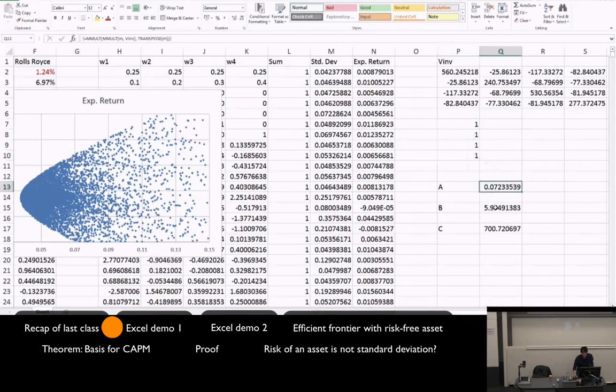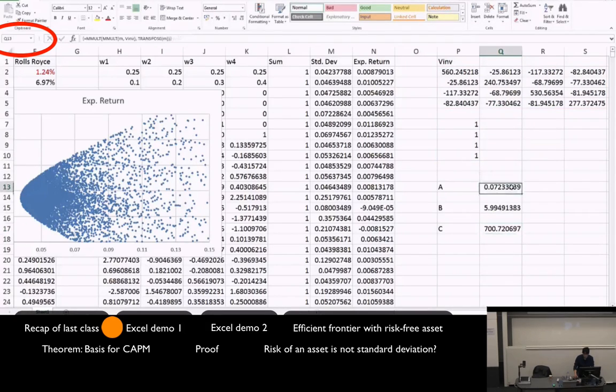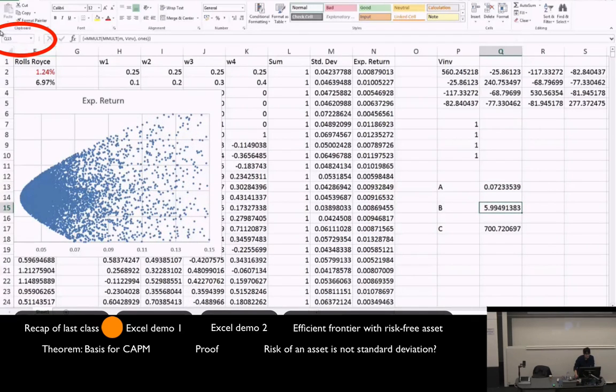And we computed A, B, and C. A is mu times V inverse times mu. B is mu times V inverse times vector of 1s. And C is vector of 1s times V inverse times vector of 1s. So let me call this cell A. And let me call this cell B.